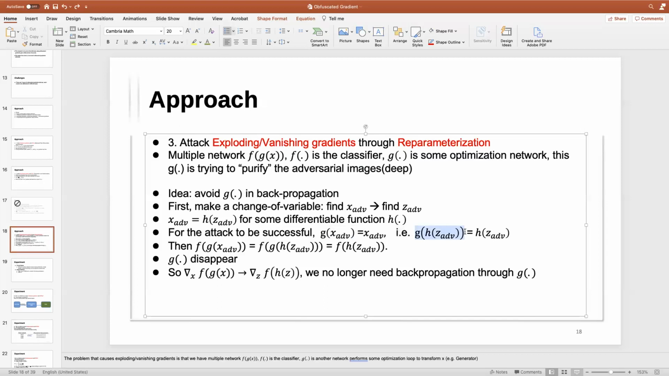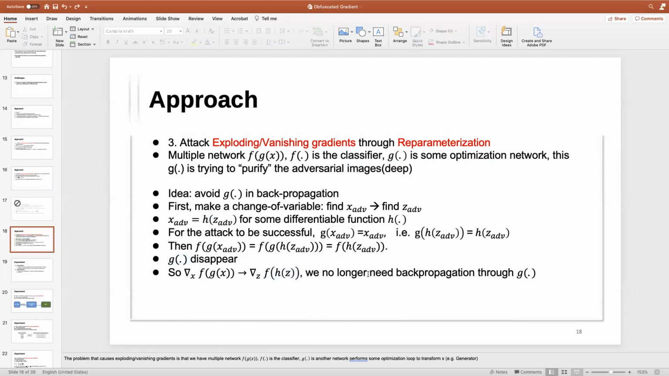So this can also be expressed as this, because we just plug in X adversarial with H of Z adversarial. Then in F of J of X adversarial, we can just replace X with Z. So we derive this. And you can observe that the J function actually disappears, right? Yes. Because J is the one making trouble, and now we get rid of J, we are only left with F and H. So we no longer need backpropagation through J.